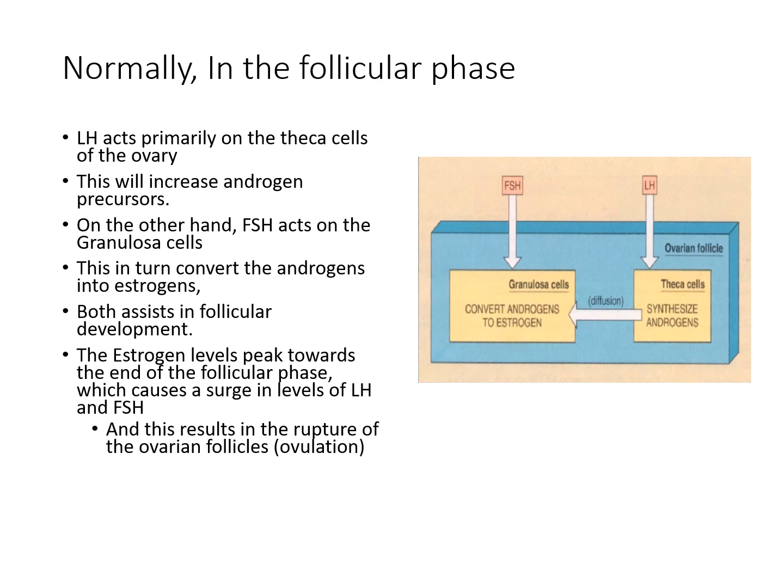Normally, in the follicular phase, LH acts primarily on the theca cells of the ovary, and this will increase androgen precursors. On the other hand, FSH acts on the granulosa cell, and this in turn converts the androgen into estrogen. Both of these will assist in follicular development, and the estrogen will peak and cause ovulation.